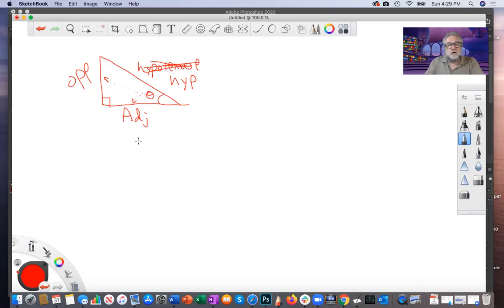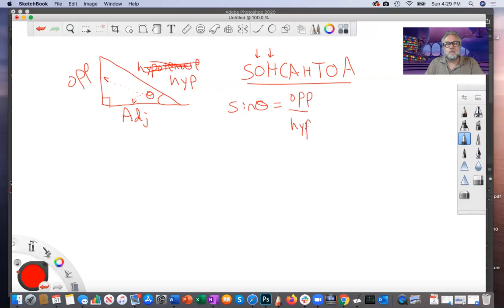Now, I know you've all heard it, SOHCAHTOA, right? This is how everybody learns the sine, cosine, and tangent rules. And the rule is, if I want to relate this opposite side to the hypotenuse, I can use the sine function. And the sine function gives me opposite over hypotenuse.